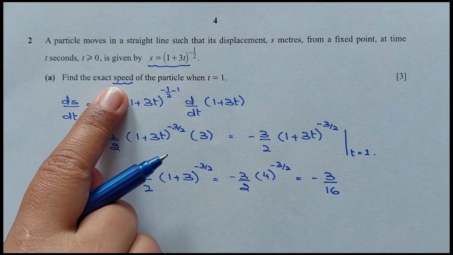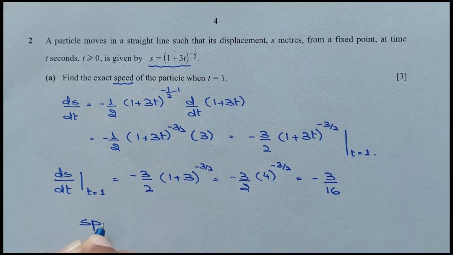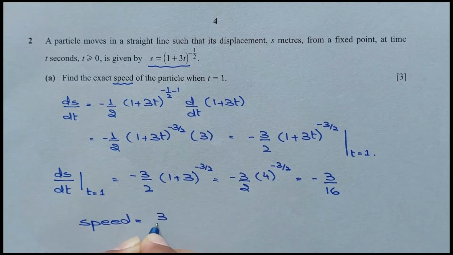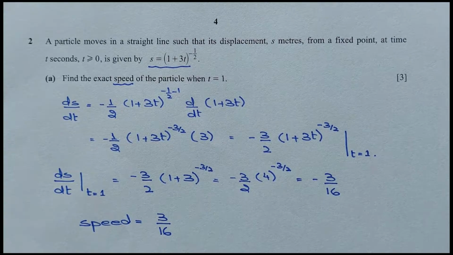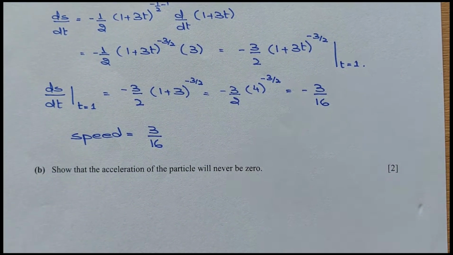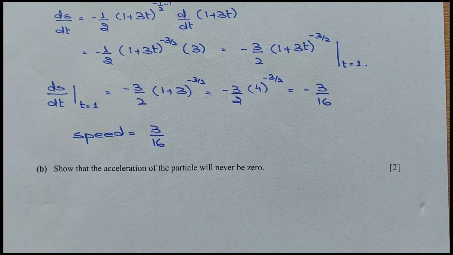And we know that speed is a scalar quantity. Speed can never be negative. So for the speed, we need to take the absolute value or the positive value only, that is 3 by 16 when time is equal to 1. Now for the B part, show that the acceleration of the particle will never be 0. Okay, so acceleration never be 0.